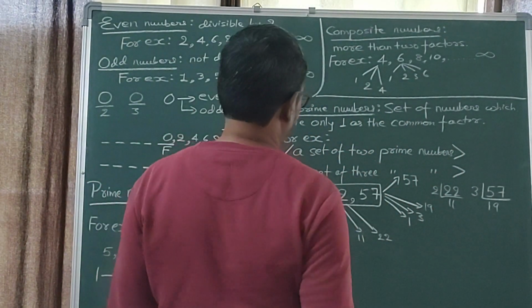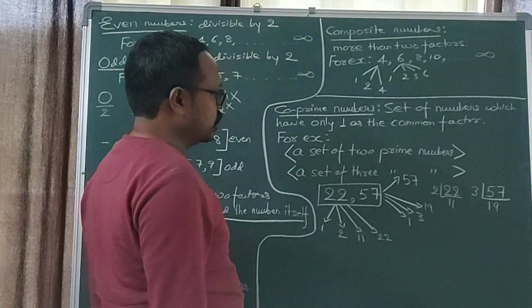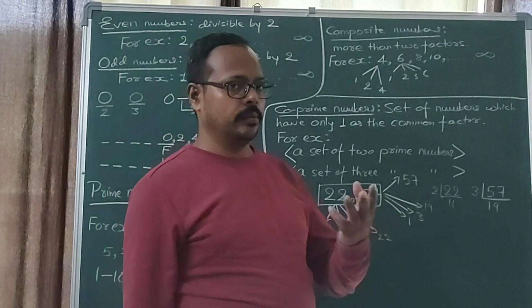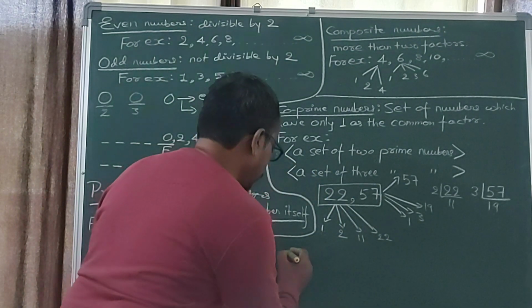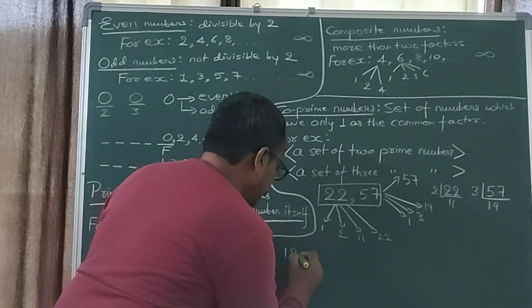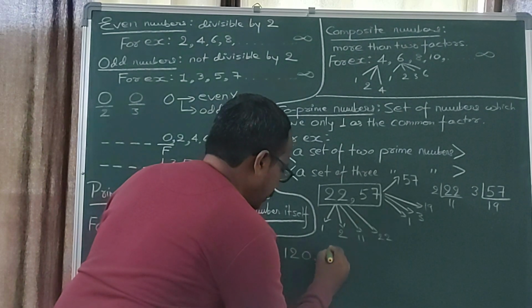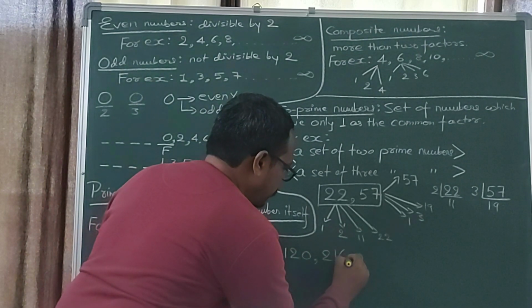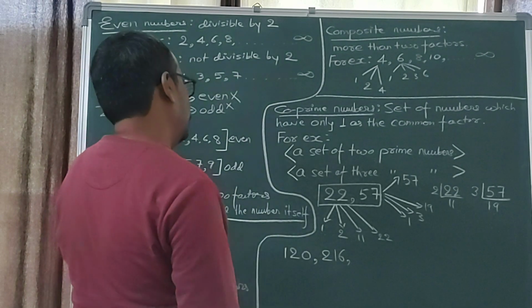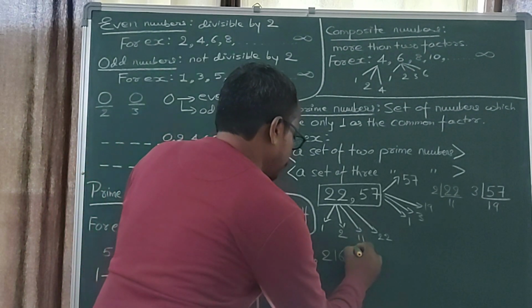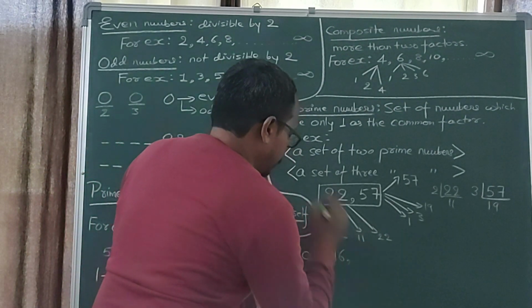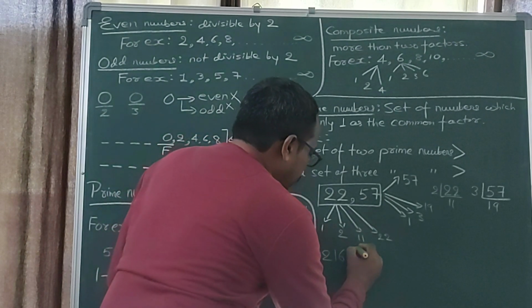So what can be the other examples? Right? So this time we will try with a set of 3 numbers. For example, we can say 120, 216, right? And then you can say it's a 73, or better you go for 19.